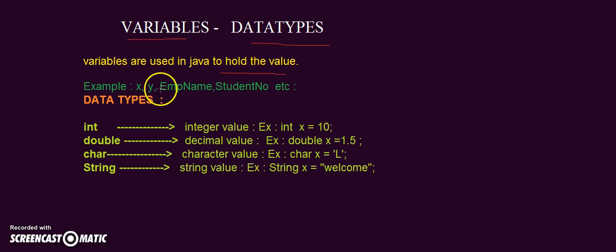Variable names can be a mix of alphanumeric characters, or you can even have only alphabets. But you should not include any special symbols like dollar, hash, or at the rate. These are all called special symbols, so you cannot include them at the beginning of the variable name. Variable names are the names used to hold some value in Java. You can have any combination of alphanumeric characters.